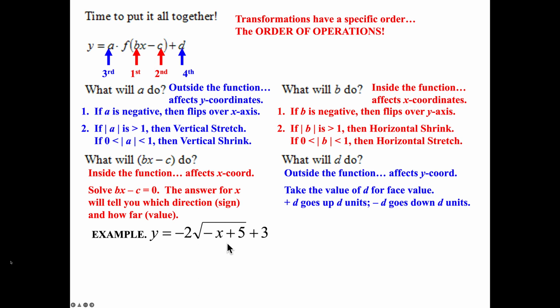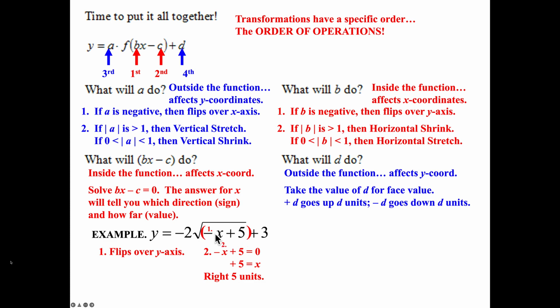So again, first, right there, the multiplication of the negative on the x inside the grouping symbol of the square root. All right, so that's my b. It's negative. It flips over the y-axis. That's number one. Number two, take everything inside your grouping symbol, negative x plus 5. Set it equal to 0. Solve it for x. Oh, I'm just going to add the x over to the right. X equals a positive 5. I went to the right 5 units. That's what we're going to write. Give me the direction and then how far you went.